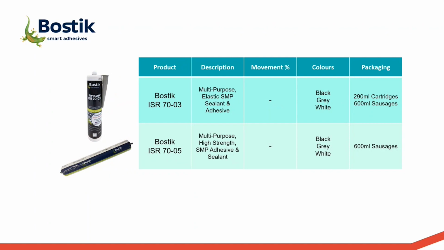And finally, 7003 and 7005. So these are both Bostik hybrid sealants. 7003 is a good mix between an adhesive and a sealant. So we supply this, for example, in mirror fixing applications, but it's also a good general sealant used in window perimeter applications, for example. Bostik 7005, on the other hand, is a stronger adhesive sealant.